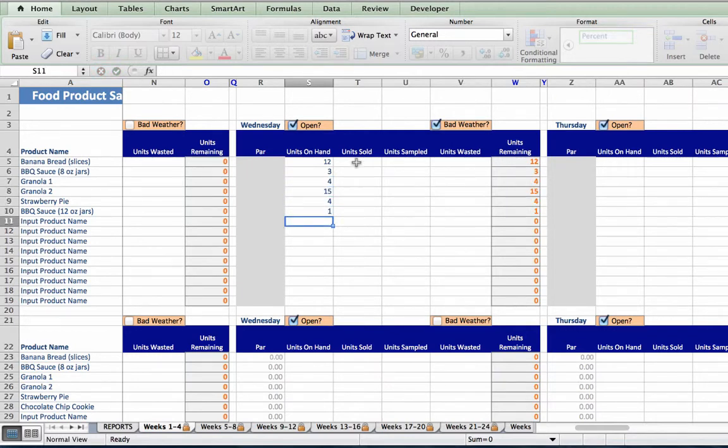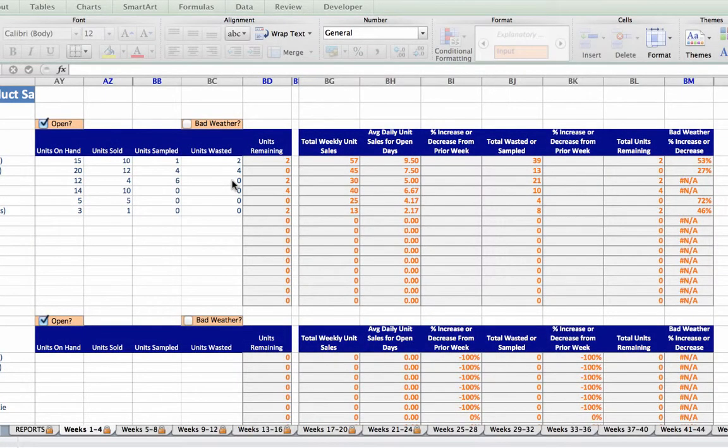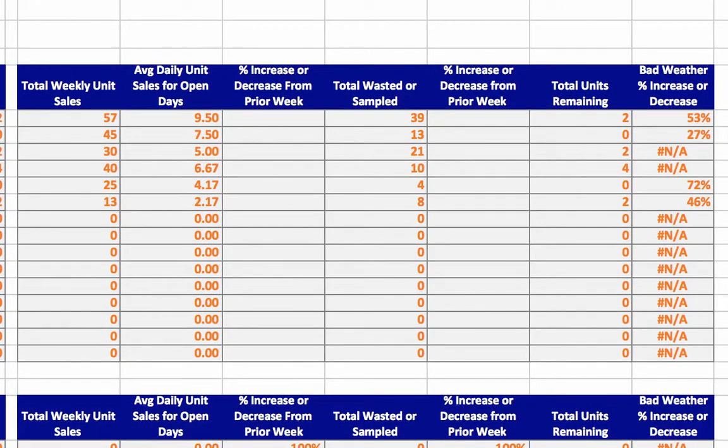Go through the same exercise again at the end of the day. What are my units sold? What are my units sampled? What are my units wasted? After you've done that for the days that you're open that first week, you'll find a weekly summary of statistics. Now, I should mention that if you have already been tracking your historical sales, you can always input your average sales by day and by product into this first week so that you can see how those numbers summarize out, and then you start new in week 2.